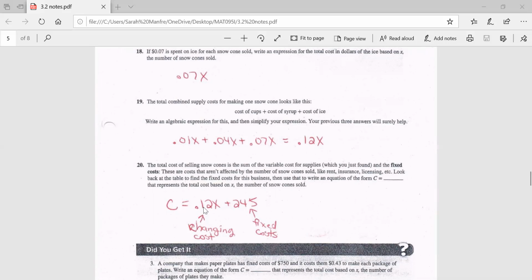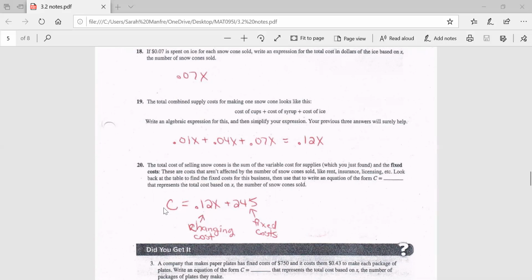That's my changing cost. This is going to change depending on how many snow cones they sell, because if they only sell 5 snow cones, they only need 5 cups. But if they sell 300 snow cones, they have to use 300 cups. So whatever number is dependent on what's being sold or what's changing, that's the number that's always going to get your X. The fixed cost will never have an X because that number is never going to change. And we add them together, which is equal to a cost.